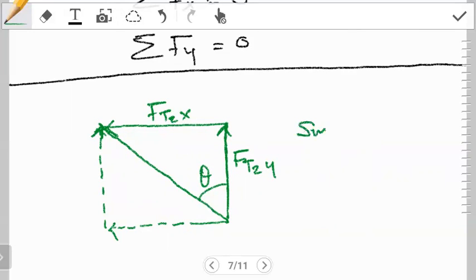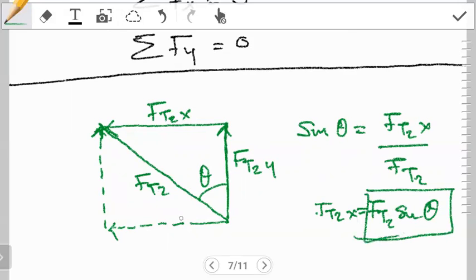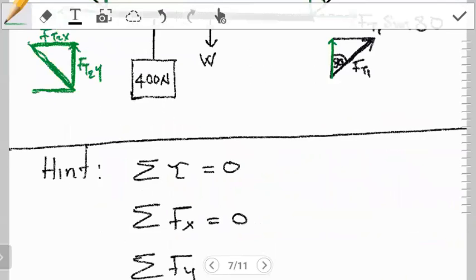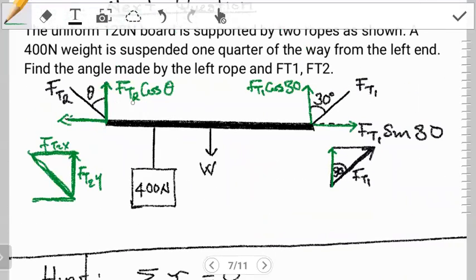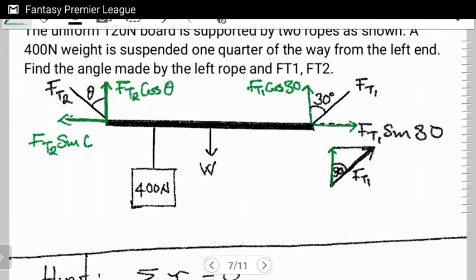So you have sine theta is equal to the opposite, FT2 in x, over the hypotenuse. The hypotenuse is FT2 itself. So over FT2. So this becomes FT2 in x is equal to FT2 sine theta. So this is how I get this. Then I substitute it for this side. This is the same method I used to get FT2 in y. You can try it out and show that FT2 in y ends up as this. So from there, I can substitute it here, and what I have is FT2 in x becomes FT2 sine theta.